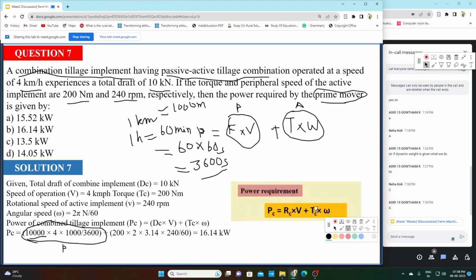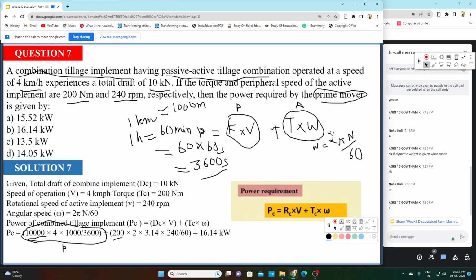Active implement power is torque into angular speed. So torque is given as 200 Newton meter, so 200 we will write. Now omega is not given, rather RPM is given. So omega equals 2 pi n by 60, okay? This is the formula for angular speed.